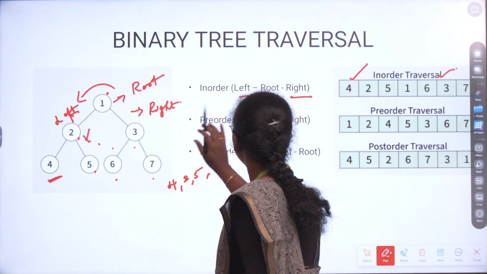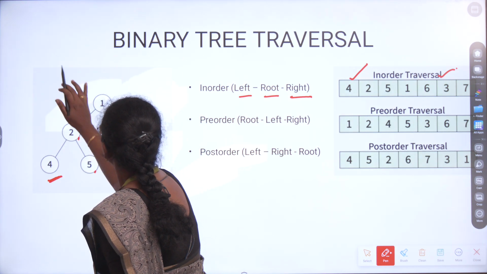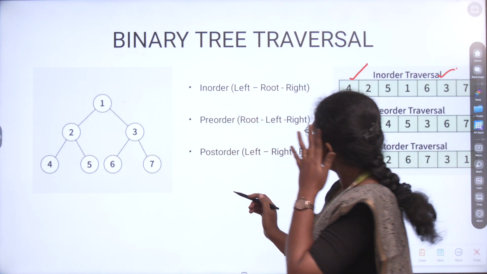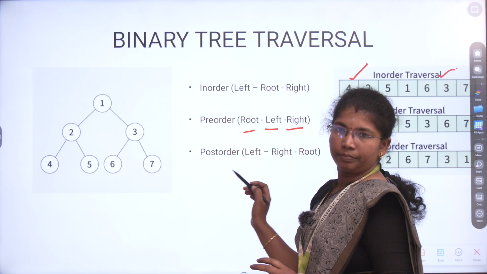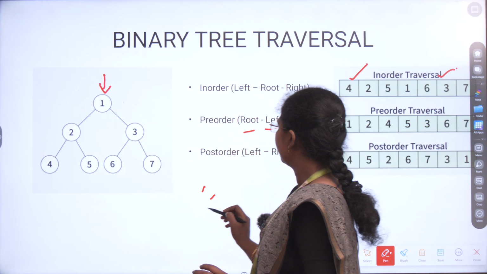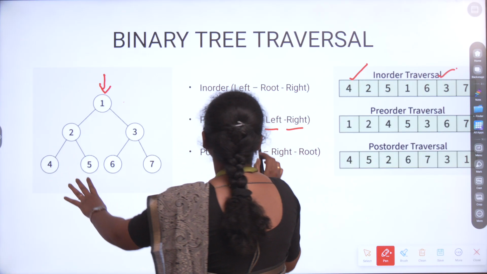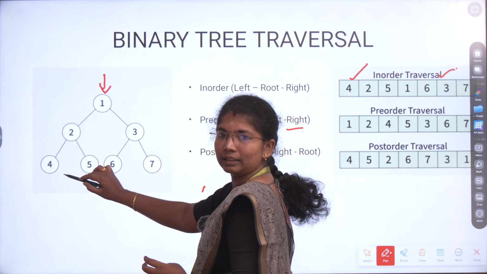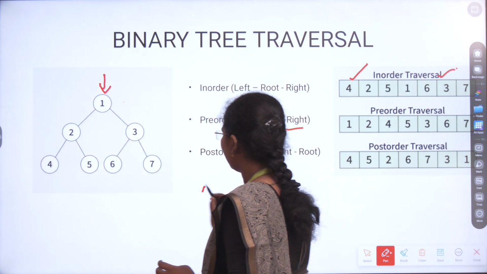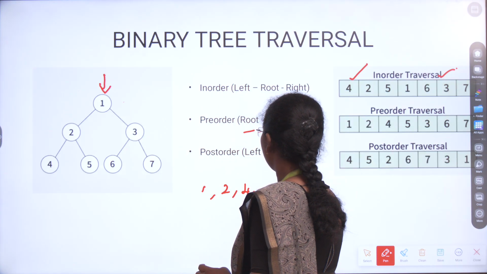Now next we are moving to pre-order. Okay, pre-order: root, left and right. So first you have to take the root, that is 1. Then left, we are just moving to the left side and here we are having nodes like this. Then again you have to start from the first: root, left and then right. So you have to write 2. Then left and right, so 4 and 5.